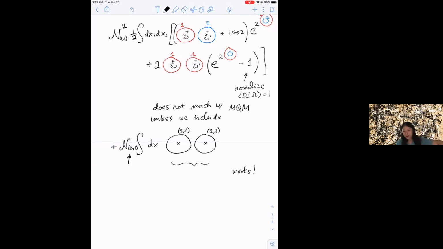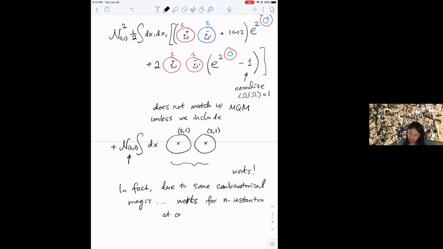In fact, not only does it work at this level, due to some combinatorial magic, it works for n instantons at leading order e to the minus n over gs, for all n.